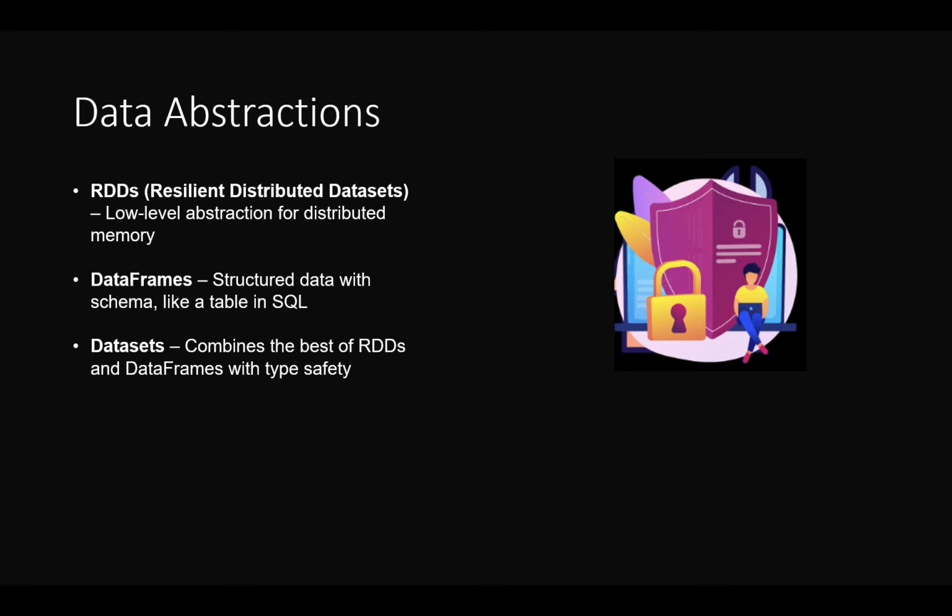Data set is something which is even higher level, and there are APIs provided for data sets. This typically combines the best of both the worlds, RDDs as well as data frames, with type safety. So three levels of abstraction that we can use: RDDs, data frames, and data sets.